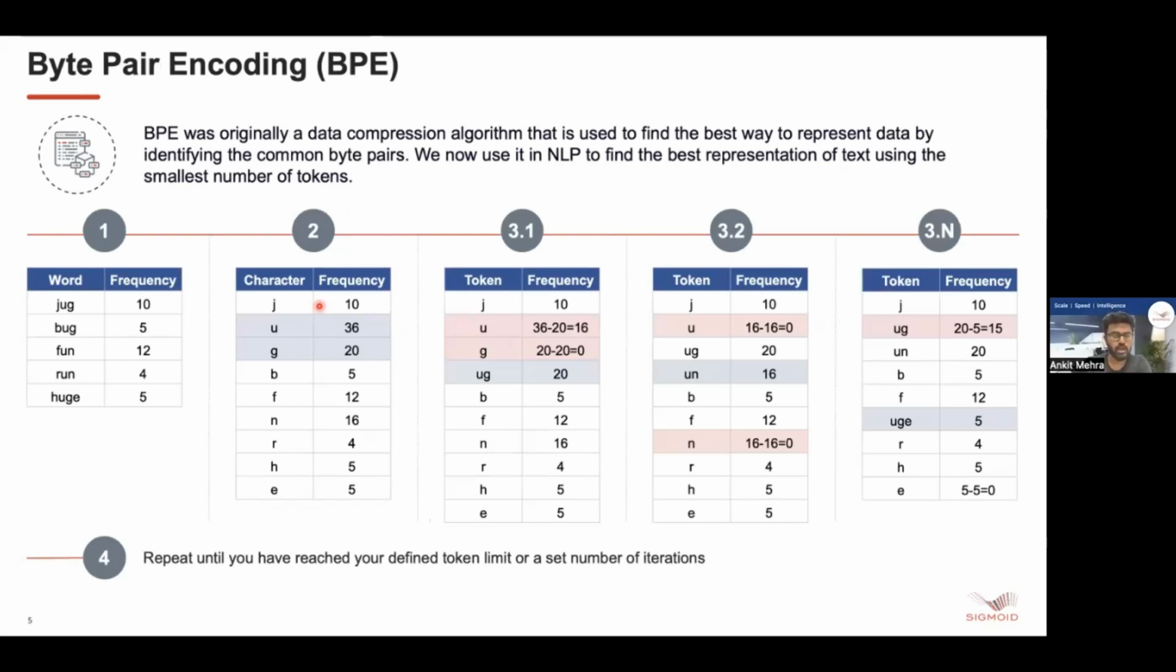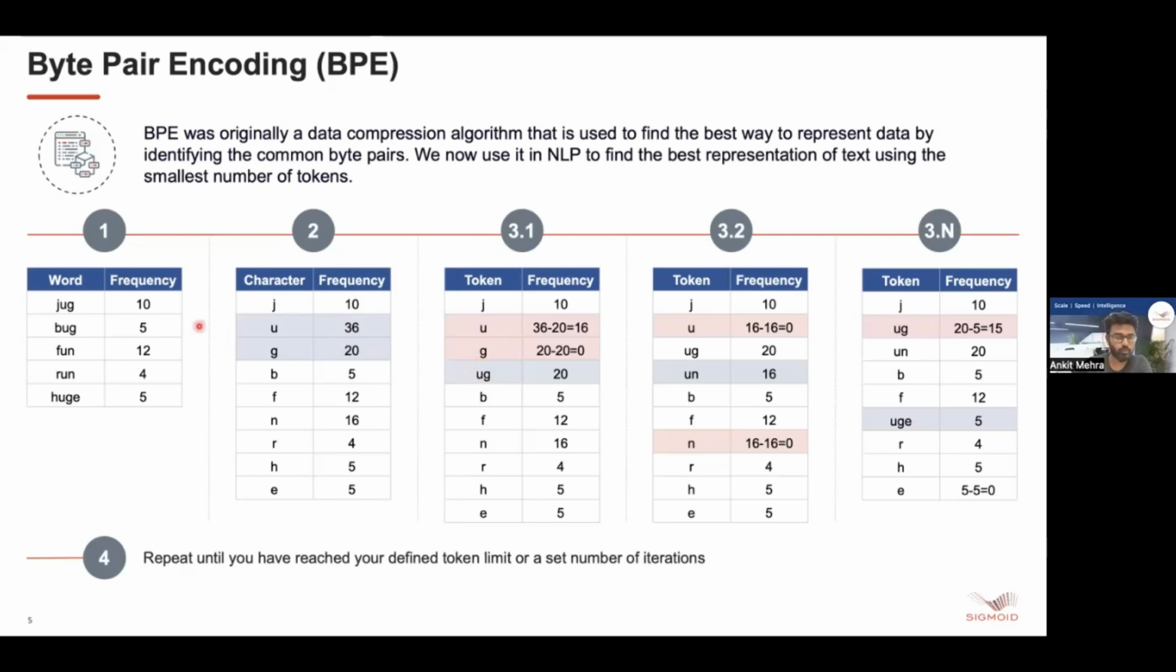So suppose we have a text document in which we have the words jug, bug, fun, run, and huge. So in the first step, all these words are listed along with their frequencies. In the second step, we break down these words at character level and note down the frequencies. In third step, we start merging the characters to create the byte pairs. So at each iteration, the most common byte pair is picked.